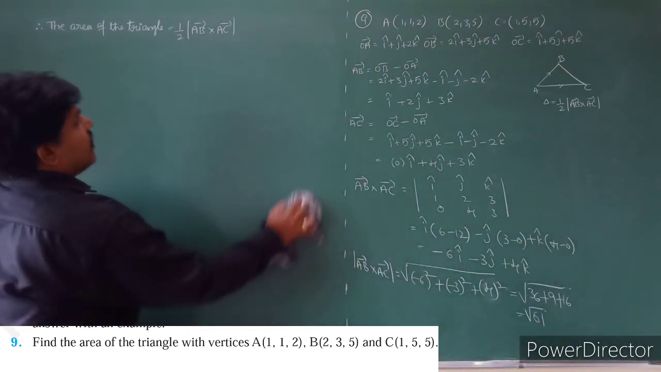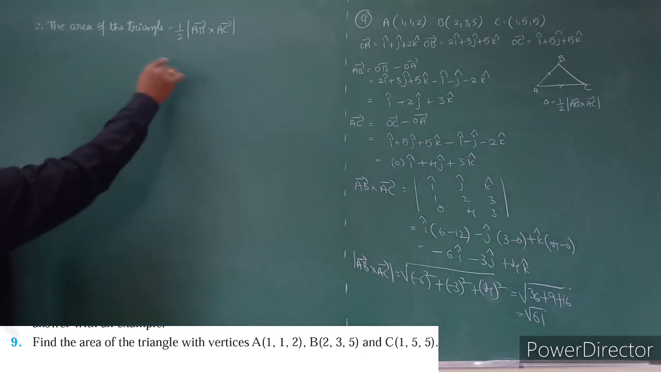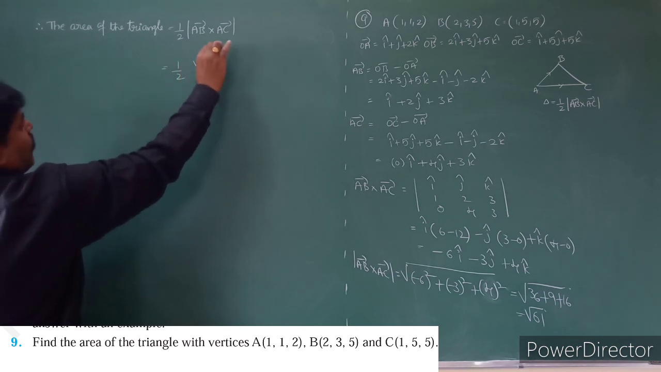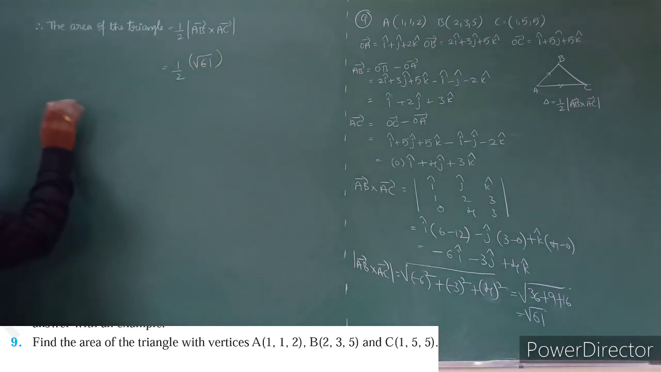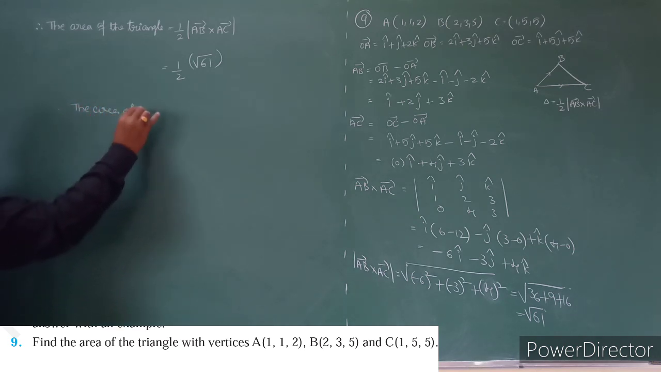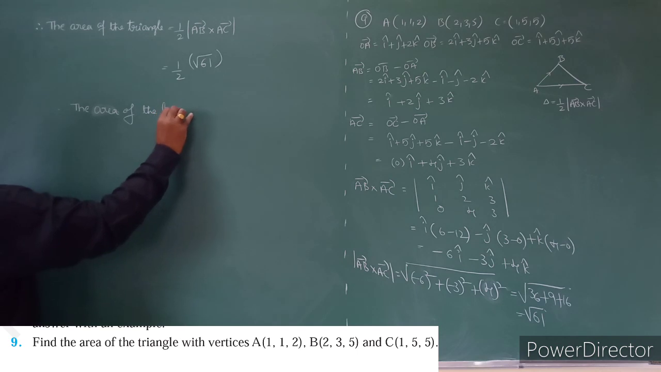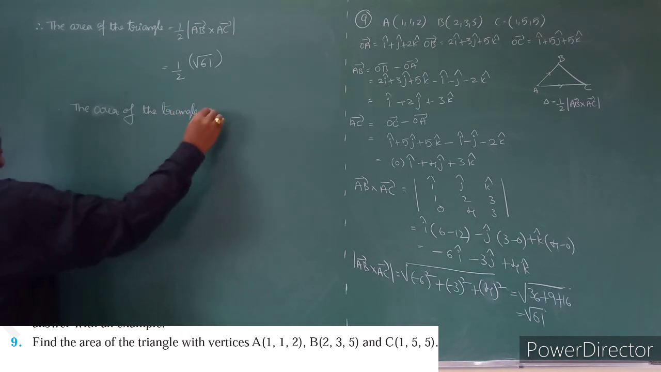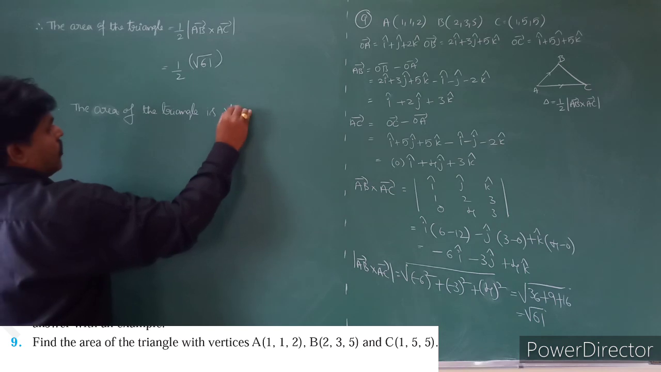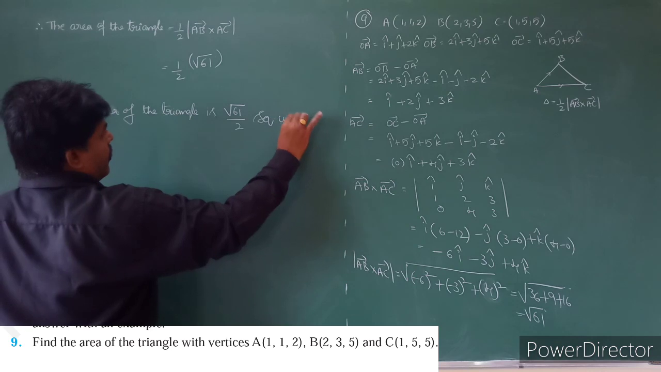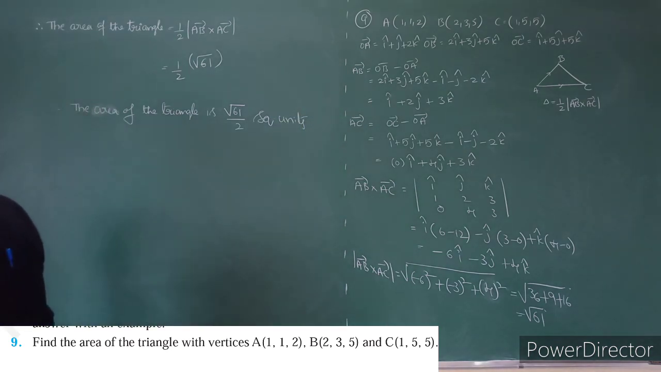Therefore the area of the triangle is equal to half times root 61, that is root 61 by 2 square units. So see that question, students.